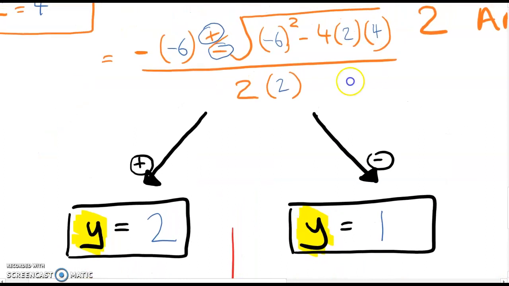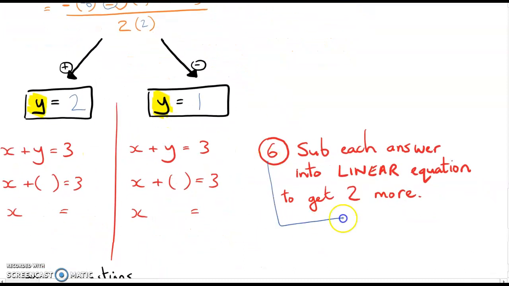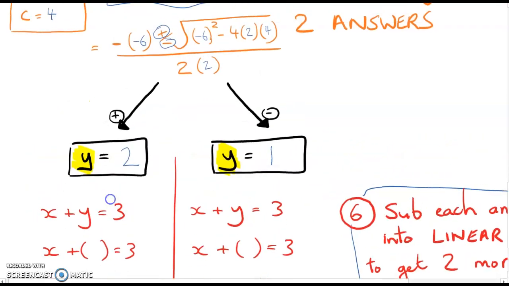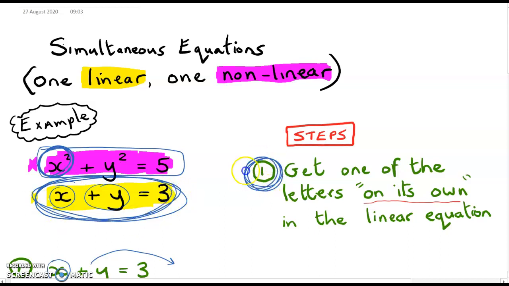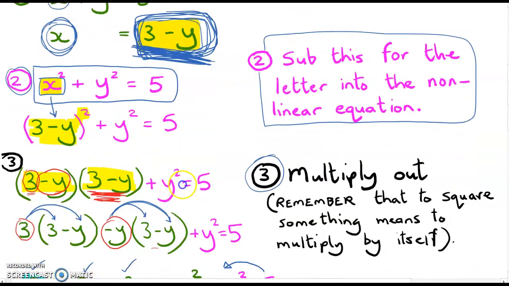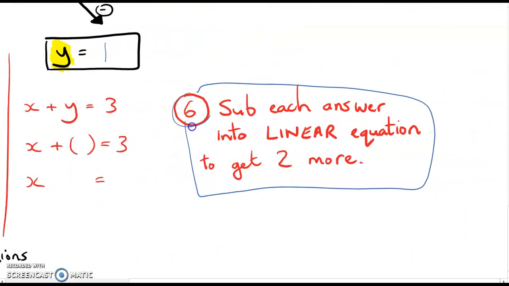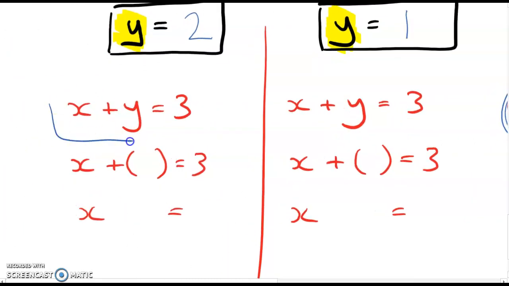So now that I have 2 answers for y, I'll do my last little step, where I sub each answer into the linear equation to get 2 more answers. So the linear equation, remember way back at the start of the question, we only ever use it twice in these questions. We use it for the first step, where we get a letter on its own, and then we use it at the very end to sub our 2 answers into. So we use it at the start and at the very end. So there's the linear equation there. I've just written it down.